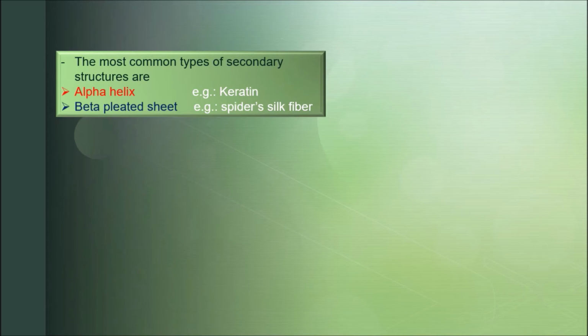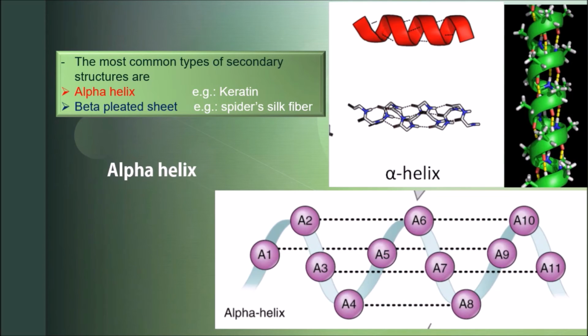Examples for alpha helix is keratin and for beta pleated sheet is spider's silk fiber. In alpha helix, a helical structure like a curled ribbon can be identified. Here, the carbonyl oxygen of the first amino acid forms a hydrogen bond with hydrogen attached to the amino group of the fifth amino acid and so on. The R groups in the helix are facing outward and free to interact with other molecules.